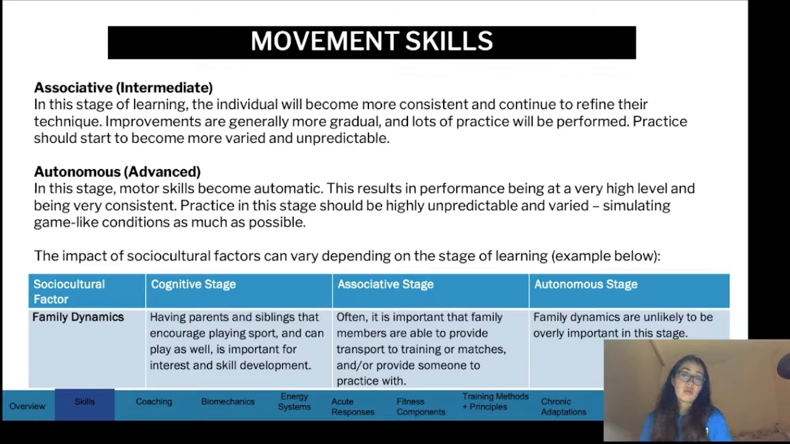In this stage, practice should start to become more varied and unpredictable, meaning that it replicates a real life game scenario better, because then you get more practice for the unpredictable nature of an actual game. Learners will start to recognize their own mistakes, so they are starting to get better at recognizing their faults in their playing.